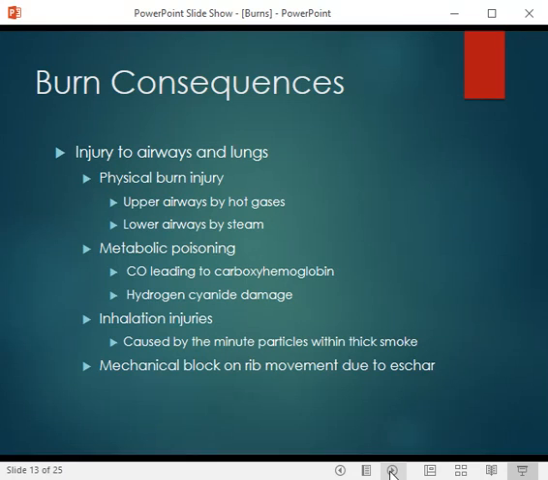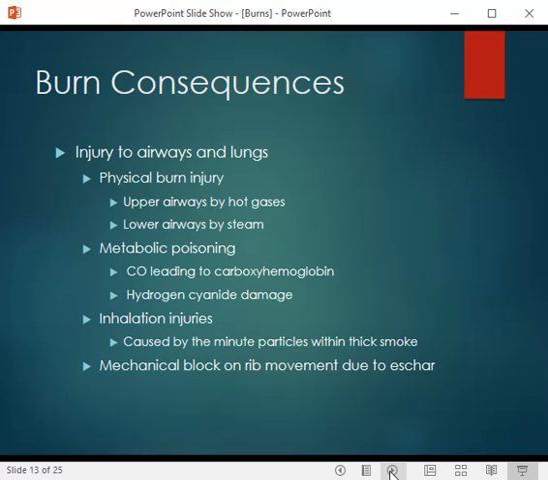So what does the burn do to a person? As we said, it's coagulative destruction of the skin and deeper tissues, but other things may also be involved, and the most important of these are your respiratory airways. A burn may damage your lungs and your respiratory passages. How does it happen? It happens in multiple ways. First of all is a physical burn injury. Upper airways are damaged by the hot air being breathed in, and lower airways are then further damaged if you breathe in hot steam.